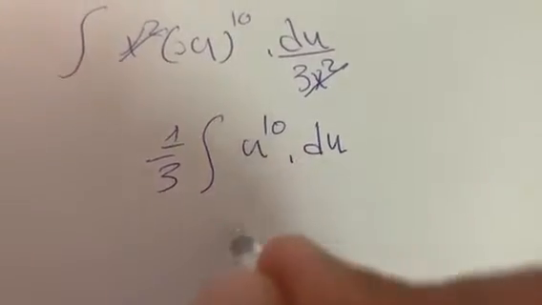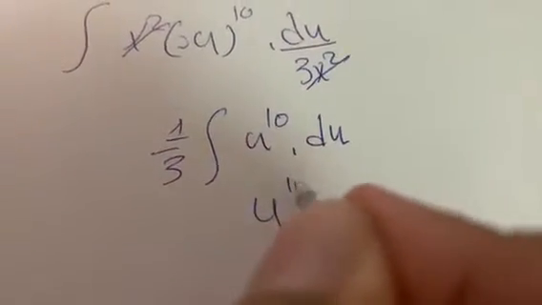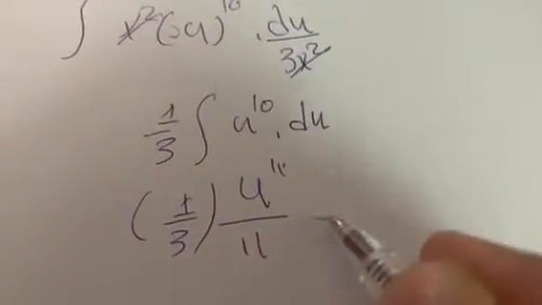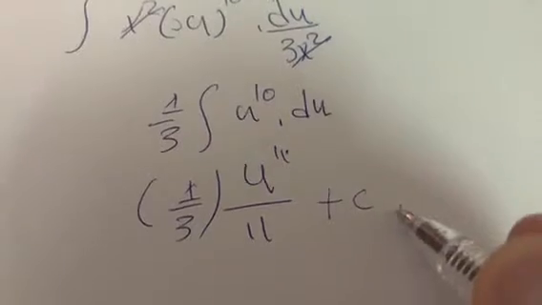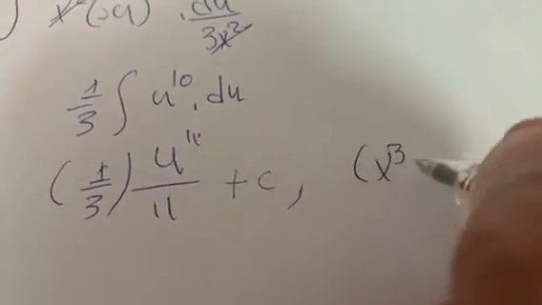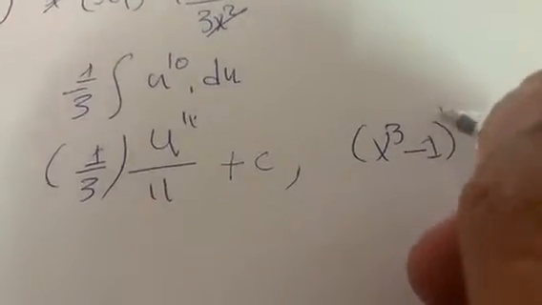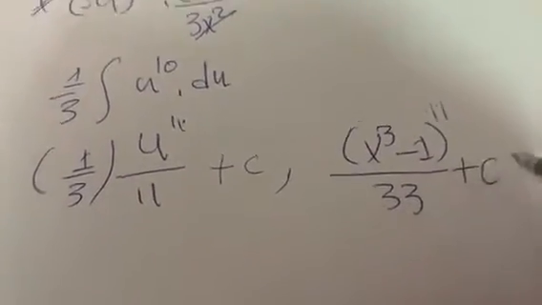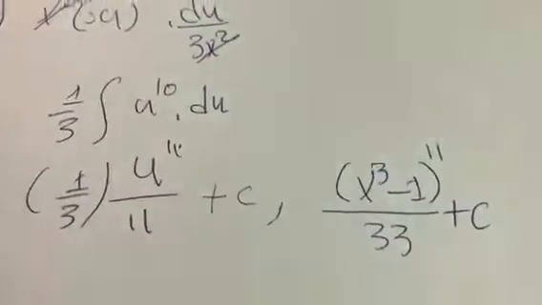and the integral of u to the power of 10 is u to the power of 11 over 11 multiplied by 1 over 3, plus c obviously, so it becomes (x cubed minus 1) to the power of 11 over 33 plus c, and this is the final answer.